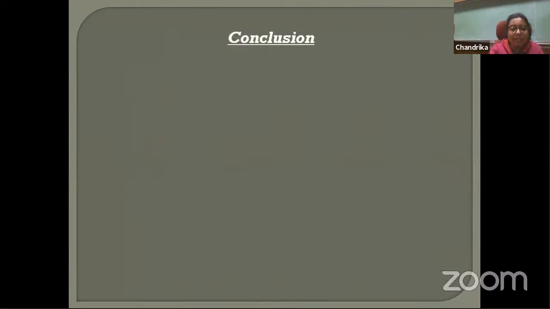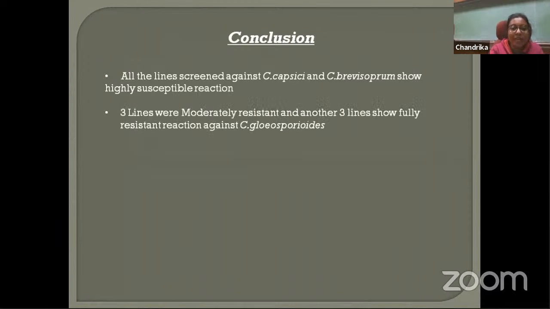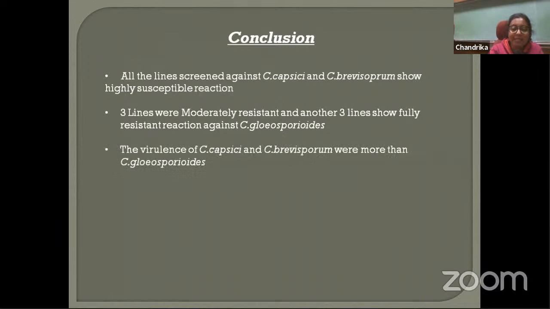So the conclusion of my studies: all the lines screened against Colletotrichum capsici and Colletotrichum brevisporum show a highly susceptible reaction. 3 lines were moderately resistant and another 3 lines show a fully resistant reaction against Colletotrichum gloeosporioides. So we can conclude the virulence of Colletotrichum capsici and Colletotrichum brevisporum was more than Colletotrichum gloeosporioides.